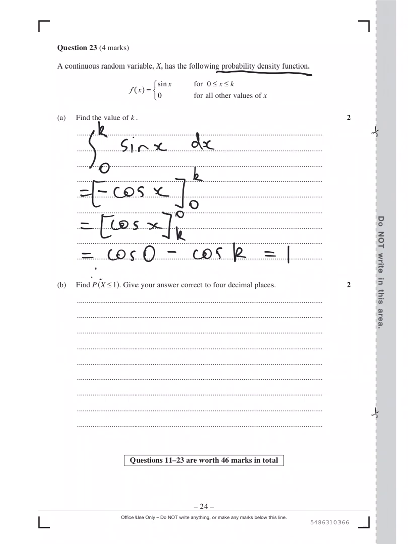So what that means is I've got 1 minus cosine k equals 1. Well, what that means is cosine k is equal to 0. The first time where cosine equals 0 is pi on 2. So my value for k there is pi on 2, or this probability density function works between 0 and pi on 2.